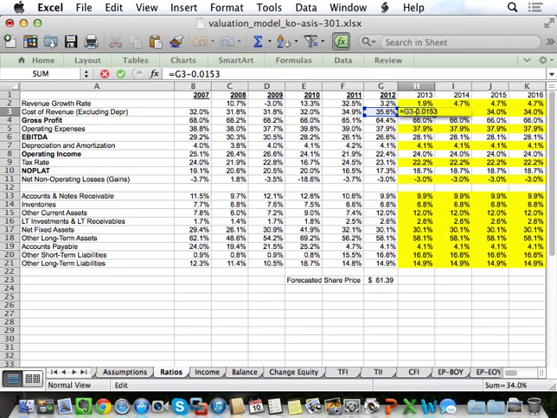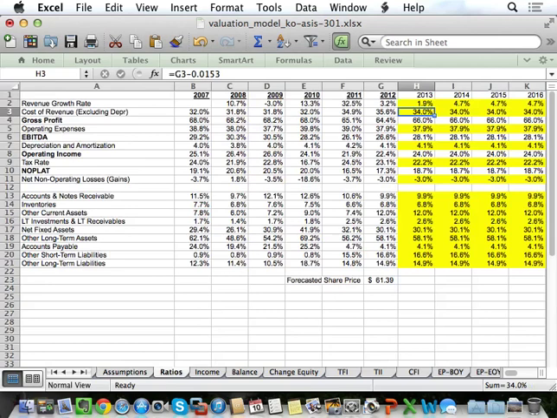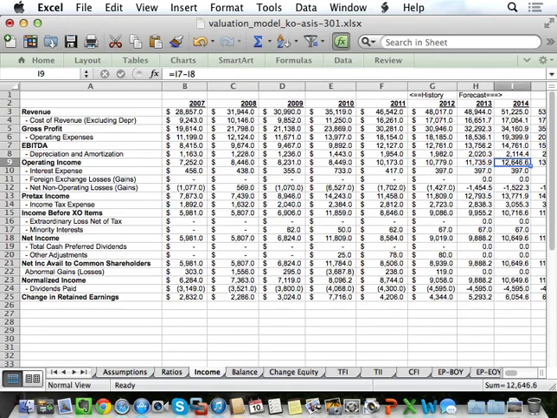Okay. Now I'm going to do the same thing for 2014. Now I have to subtract 0.71% from 2014, so I can reduce my cost of goods sold there. So in this case, 2014 minus 0.0071. 0.071 would be 7%, so it's minus 0.0071. If I do minus 0.0071, these match, which means 12,647 is now 12,647, the operating income for 2014 that I forecasted in my model.